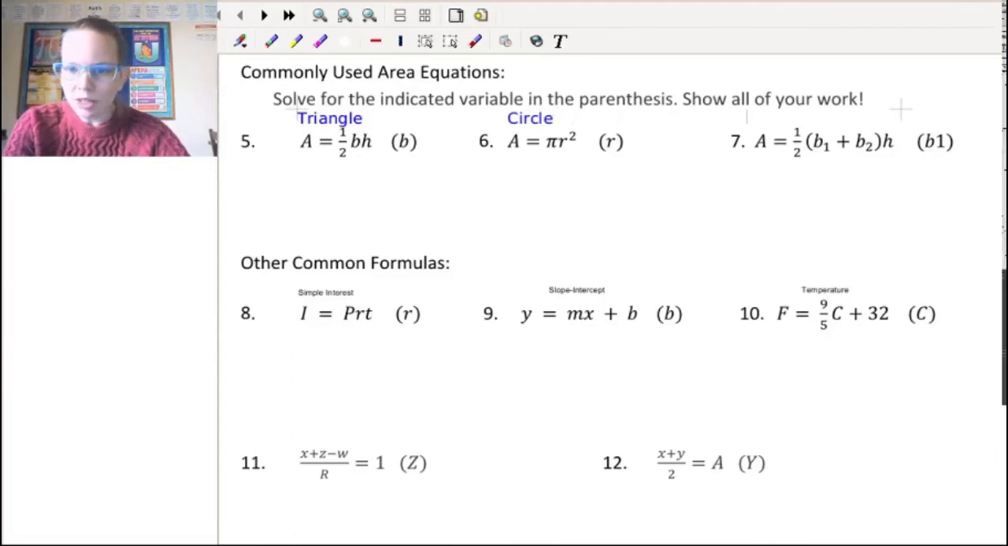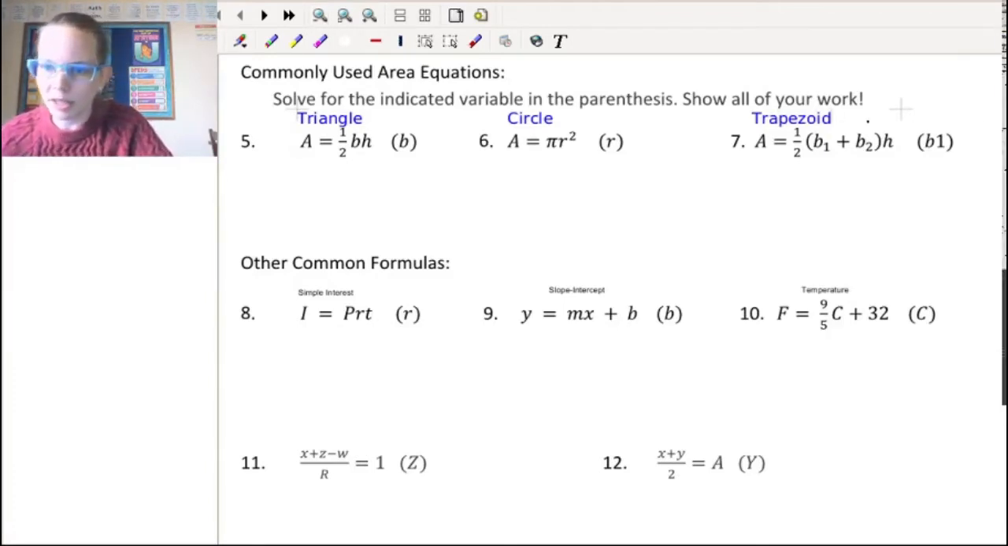And the last one, area equals 1/2 base 1 plus base 2 times height. That one might be less familiar to you. That one is a trapezoid. Trapezoid is your figure that looks kind of like this. The top side is your B1, the bottom side is your B2, and your height is from between those two.